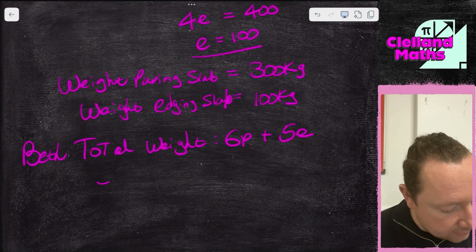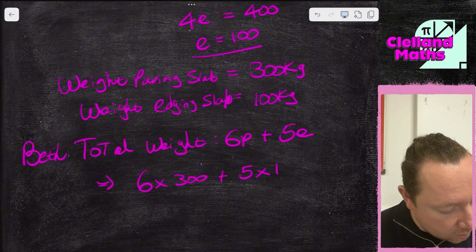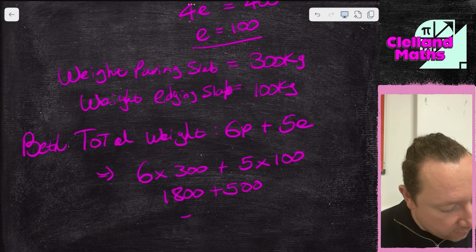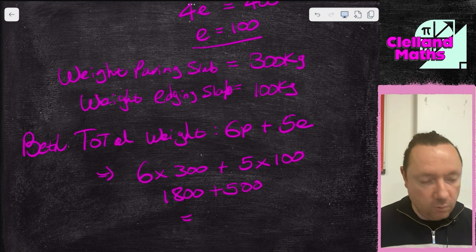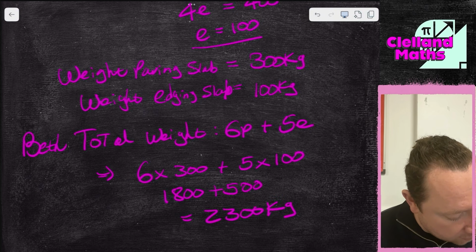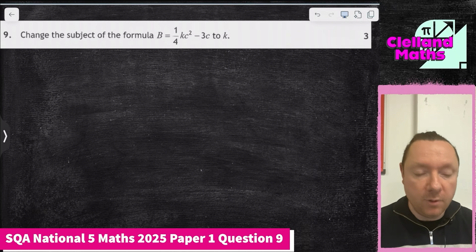So that is 6 times 300 plus 5 times 100. That's 1800 plus 500. That is 2,300 kilograms. And we're done there. SQA National 5 Maths 2025, paper 2, question 9.